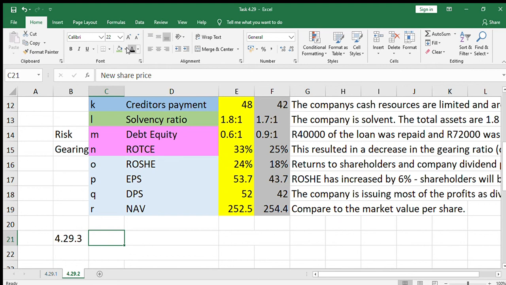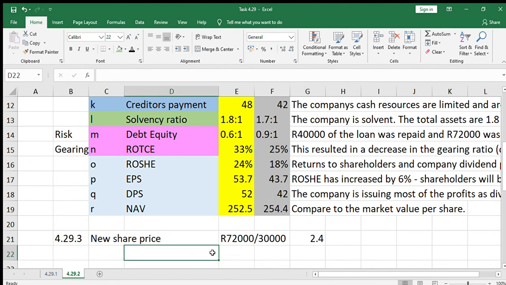4.29.4. John Juno, the shareholder who bought the new shares that were issued on 1st April. Should he be satisfied with the price he has paid for his share? Explain with figures for the answer. So the new share price, we have to calculate it first. 72,000 divided by 30,000, and that gives us 240.